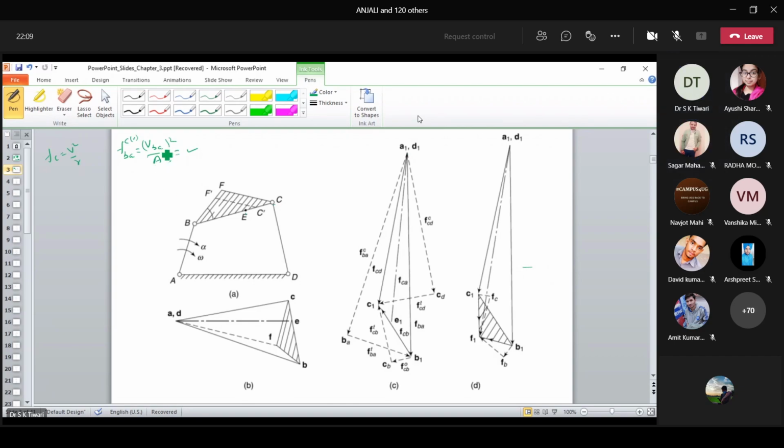Now from the velocity diagram, you know what is the velocity of point B with respect to A. You measured it, whatever magnitude came, whatever value came, you squared it, divided by AB. So the first tick is for the magnitude and the second tick is for the direction. The direction is also known to me.